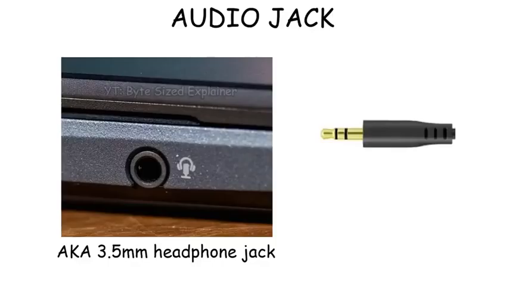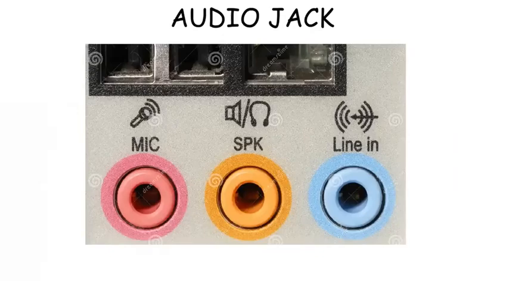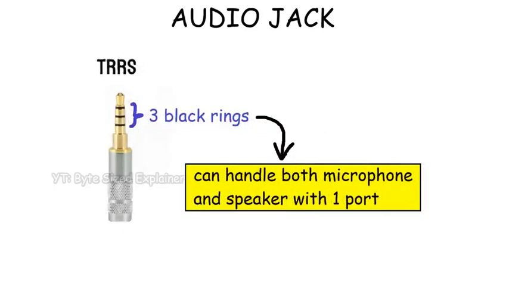Audio jack. The audio jack, or often called the 3.5mm headphone jack, is a port used for connecting headphones, speakers, or microphones. In the past, a computer had 2 jacks, one for sound and one for a mic. It's because at that time the audio jack was still TRS, meaning that it could only handle either a sound signal or a mic signal at a time. But now we have TRRS, which is an audio jack that can handle both the output and input.